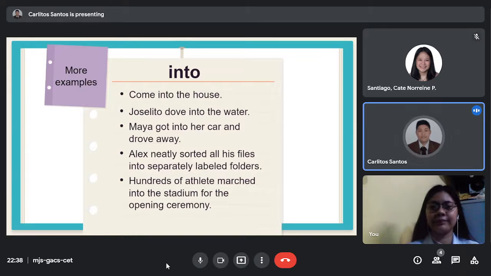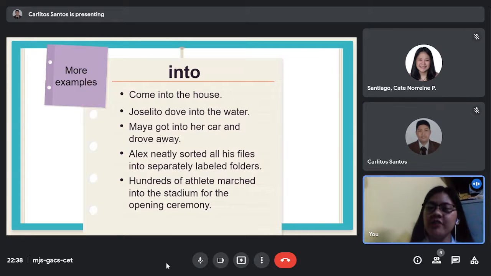Come into the house. Joselito dove into the water. Maya got into her car and drove away. Alex neatly sorted all his files into separately labeled folders. Hundreds of athletes marched into the stadium for the opening ceremony.